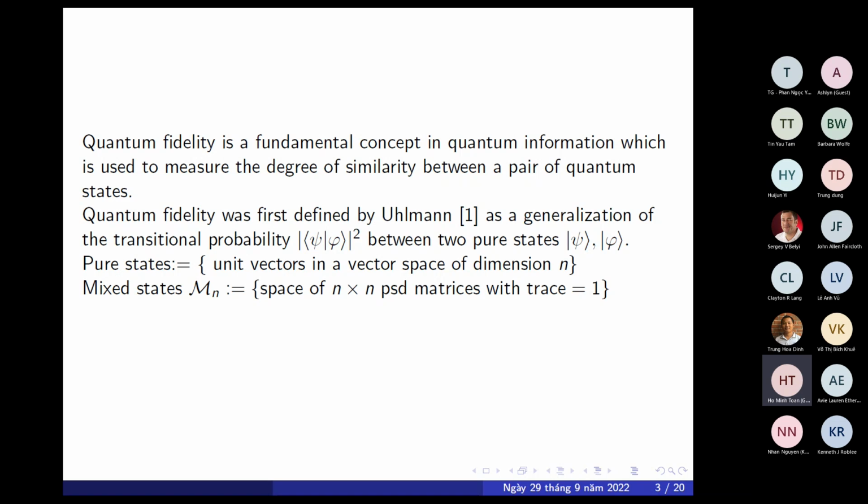Okay. So the quantum fidelity is a fundamental concept in quantum information. It is a kind of measure to measure the similarity between quantum states. So what does that mean? Similar here means two quantum states are very close, then the fidelity of them must be close to 1. And if they are farther apart, meaning two different quantum states, then the fidelity is close to 0. That is what similarity means.